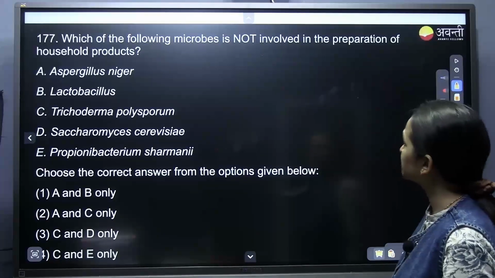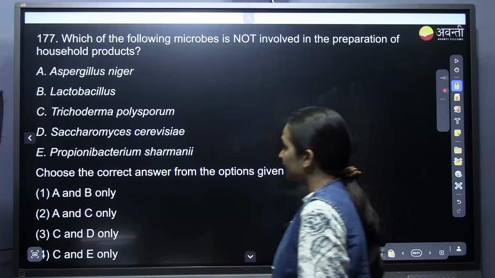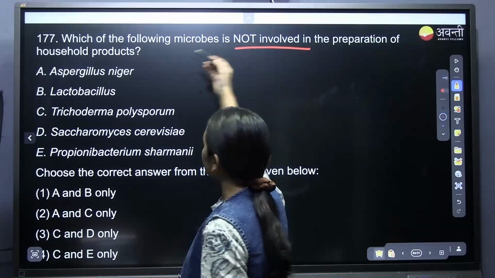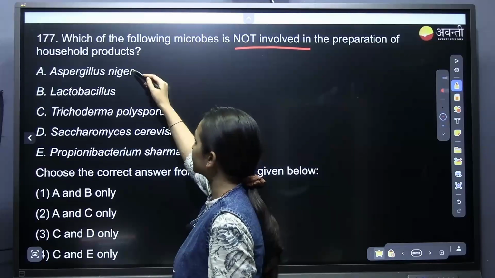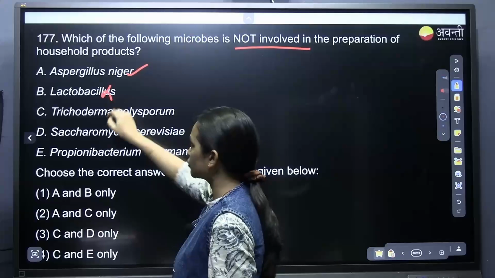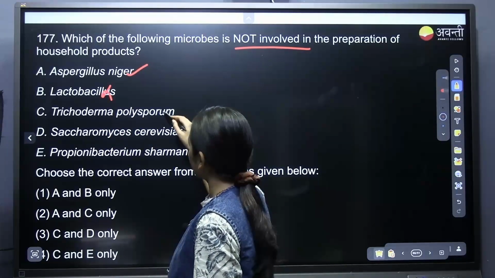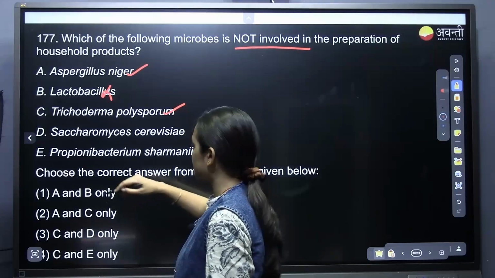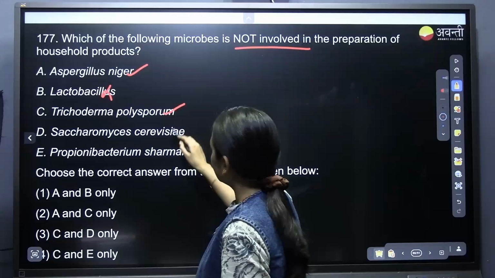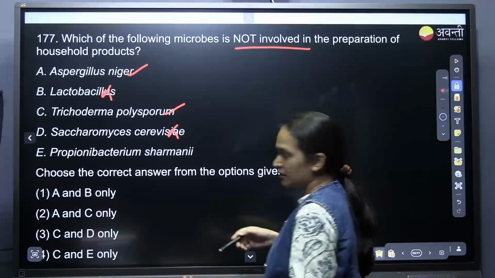Which of the following microbes is not involved in the preparation of household products? Aspergillus niger, citric acid, which is industrial production, right? So not involved. Lactobacillus, in household production it is involved, curd production, yes. Trichoderma polysporum, it is not involved. And Saccharomyces cerevisiae, yeast, is involved in baking.